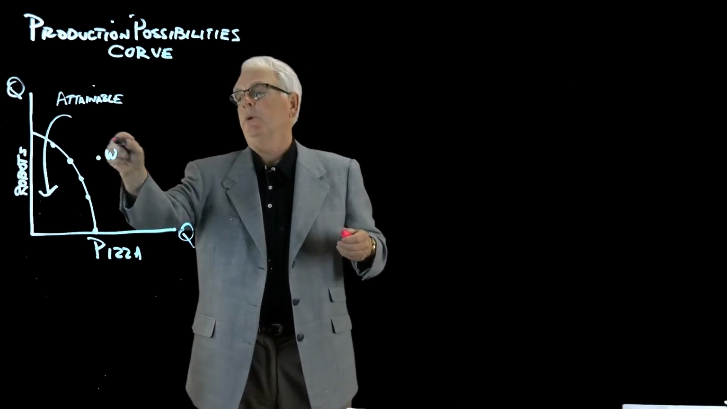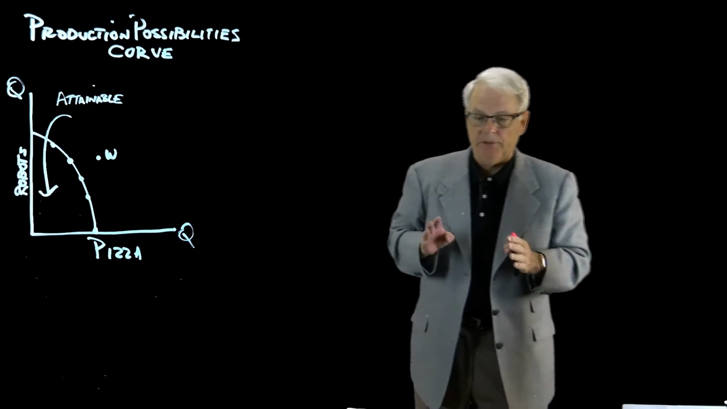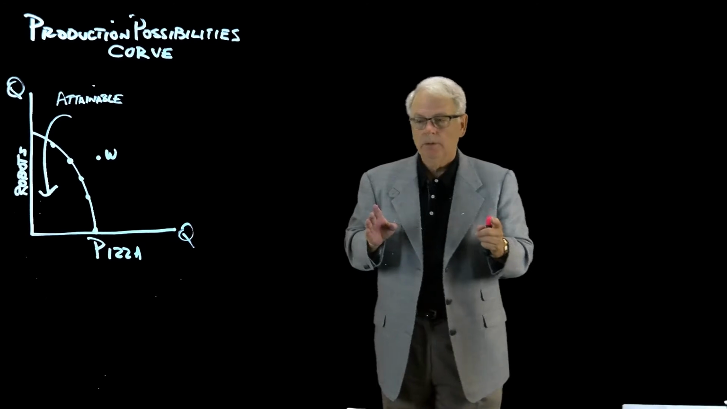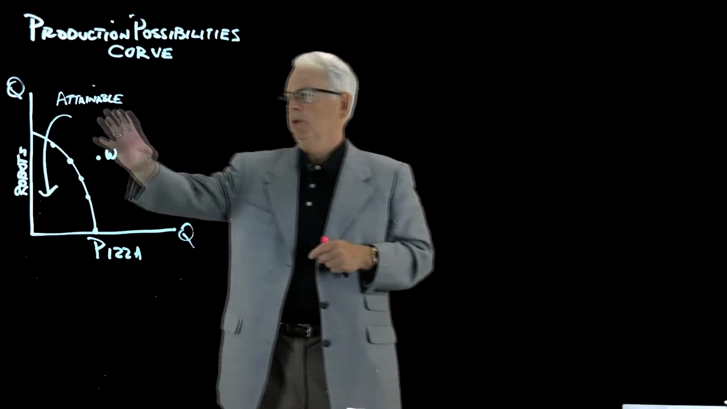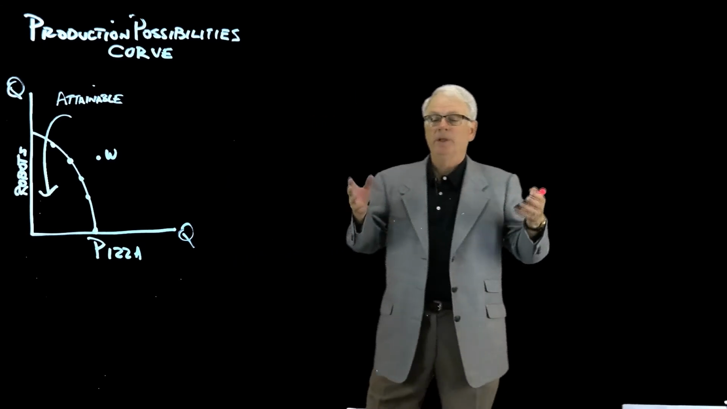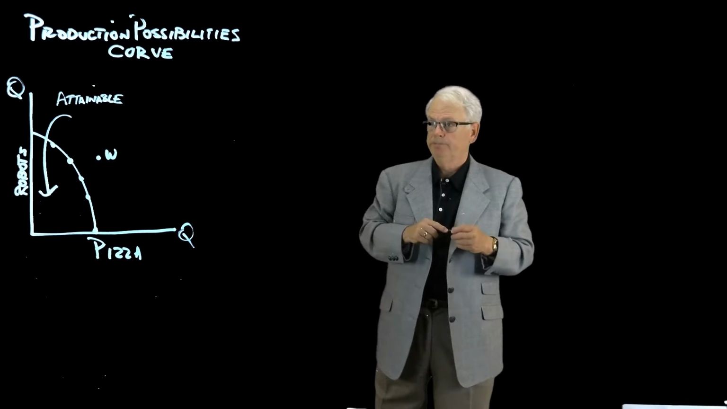The other thing is that we cannot produce outside of the production possibilities curve in the short run. The production possibilities curve on this first line is pretty much a short run curve. We have a limited and scarce amount of resources, and we can only produce on the curve.